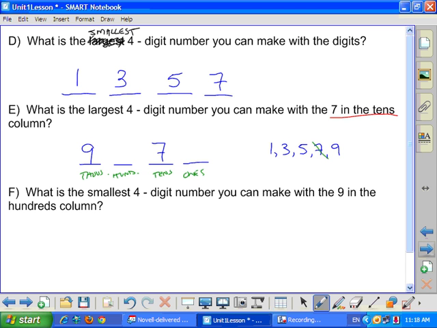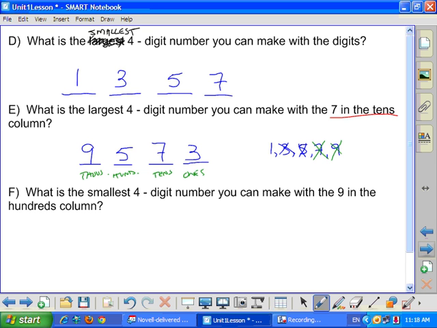So the 7, I can't use it, it's gone. I've now used the 9. So I have to use the next largest available number, and that would be a 5. And now it's gone, so now I move to the 3. So there we go. That's the largest four-digit number you can come up with a 7 in the tens column.